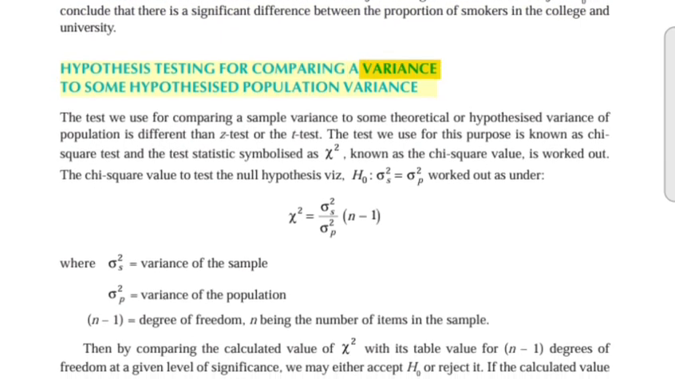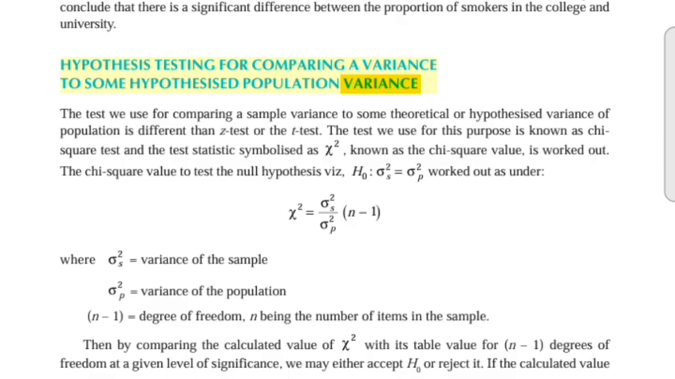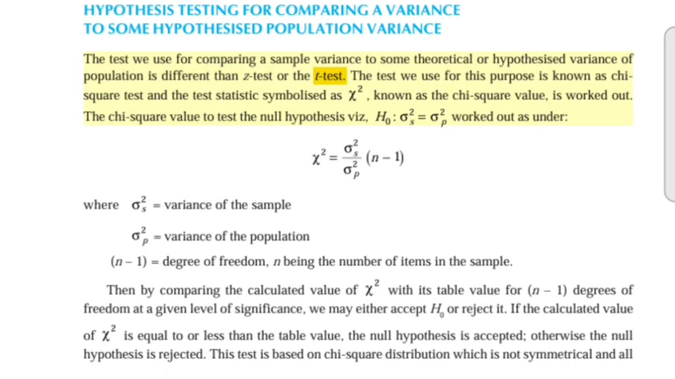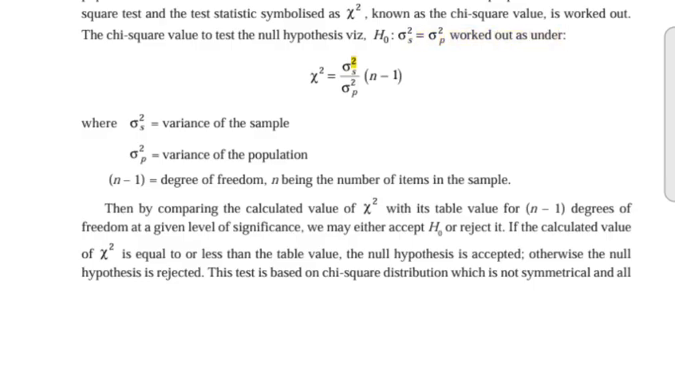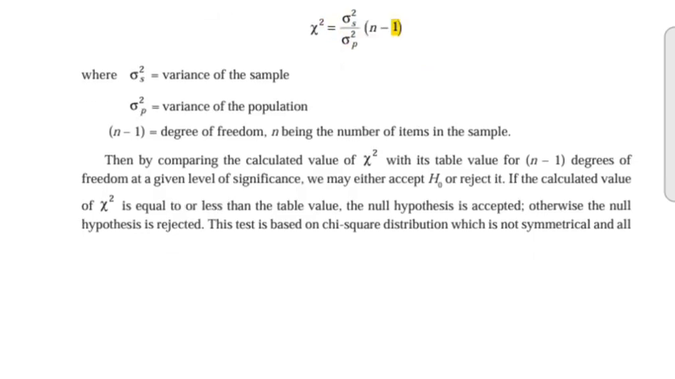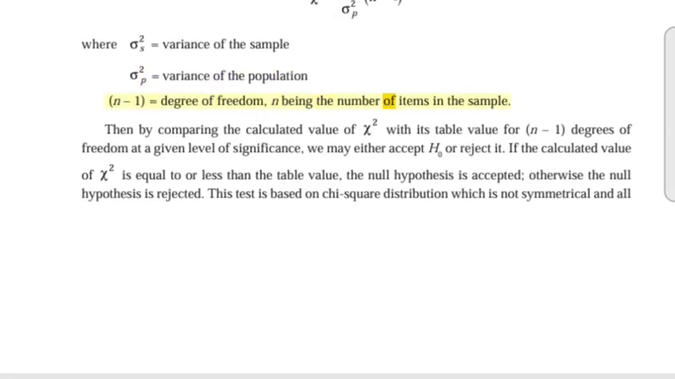Hypothesis testing for comparing a variance to some hypothesized population variance. The test we use for comparing a sample variance to some theoretical or hypothesized variance of a population is different from the Z-test or the t-test. The test we use for this purpose is known as the chi-square test, and the test statistic, symbolized as chi-square, known as the chi-square value, is worked out. The chi-square value to test the null hypothesis, H0: sigma s squared equals sigma p squared, is worked out as under: chi-square equals (sigma s squared over sigma p squared) times (n minus 1), where sigma s squared equals variance of the sample, sigma p squared equals variance of the population, and n minus 1 equals degrees of freedom, n being the number of items in the sample.